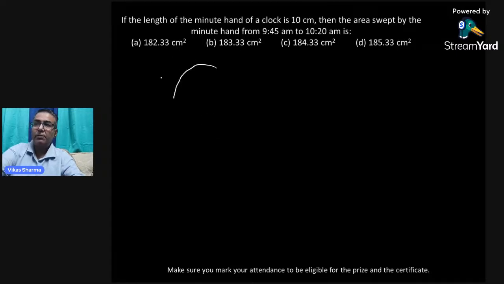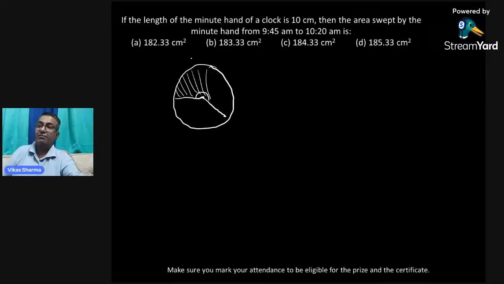Okay, so there is a clock that we have, and the length of the minute hand is 10 centimeter. Then the area swept by the minute hand from 9:45 a.m. So 9:45 happens when the minute hand is at the number 9 to 10:20, and 10:20 is when it comes to the number 4. So basically this angle we are looking at, and this is the area that we are looking at.